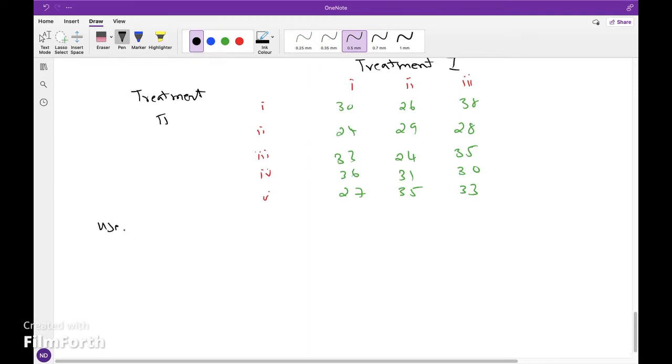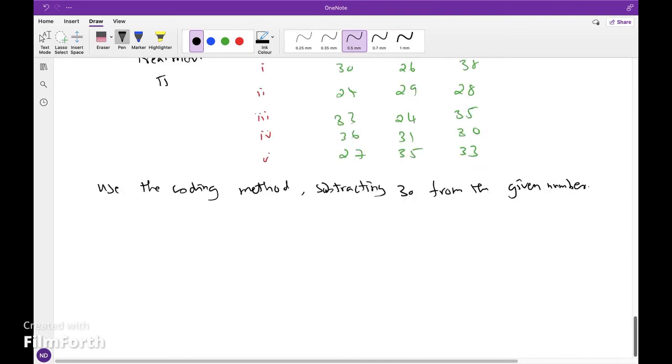Use the coding method, subtracting 30 from the given number. Directly we can use these numbers. Coding method means the big numbers are converted to very small numbers, and it is very easy to calculate.